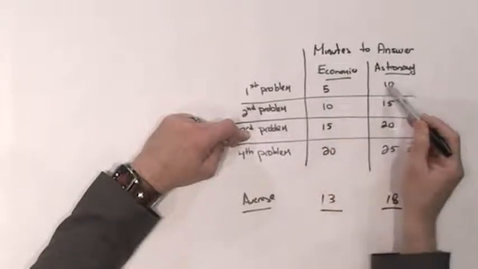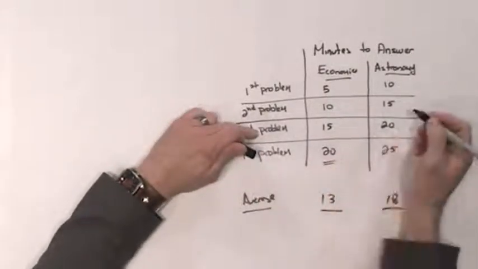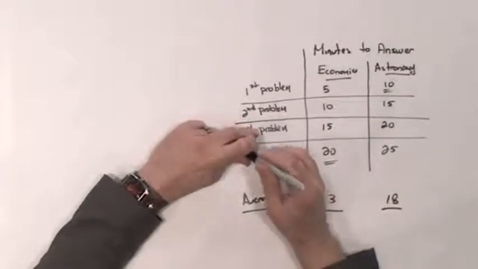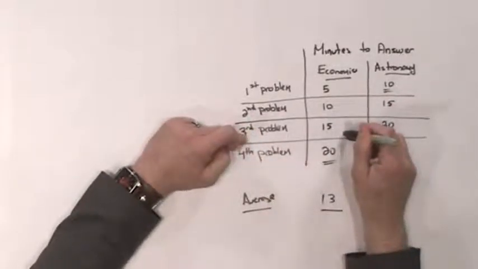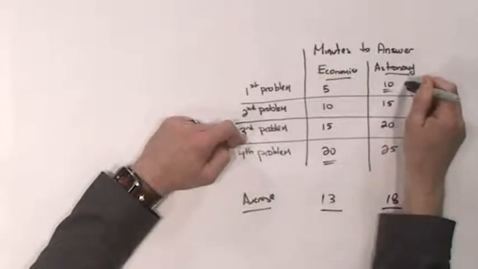Well, clearly, if you answer 1 more problem in economics, it will cost you 20, because that will be the 4th. But if you answer another problem in astronomy, it will cost you 10. So clearly, if you had already answered 3 problems in economics, your best decision will be to answer a question of astronomy, because it's actually cheaper.